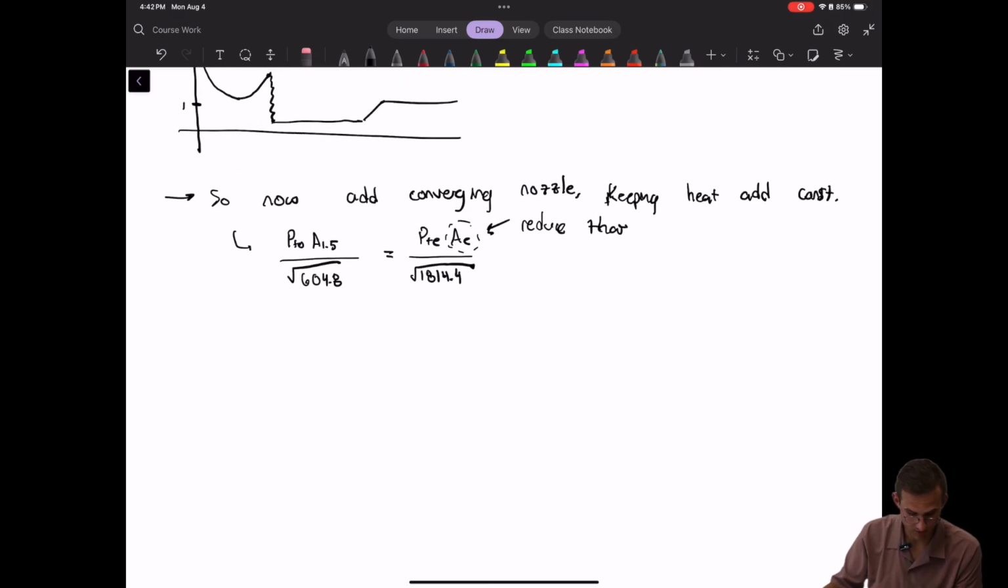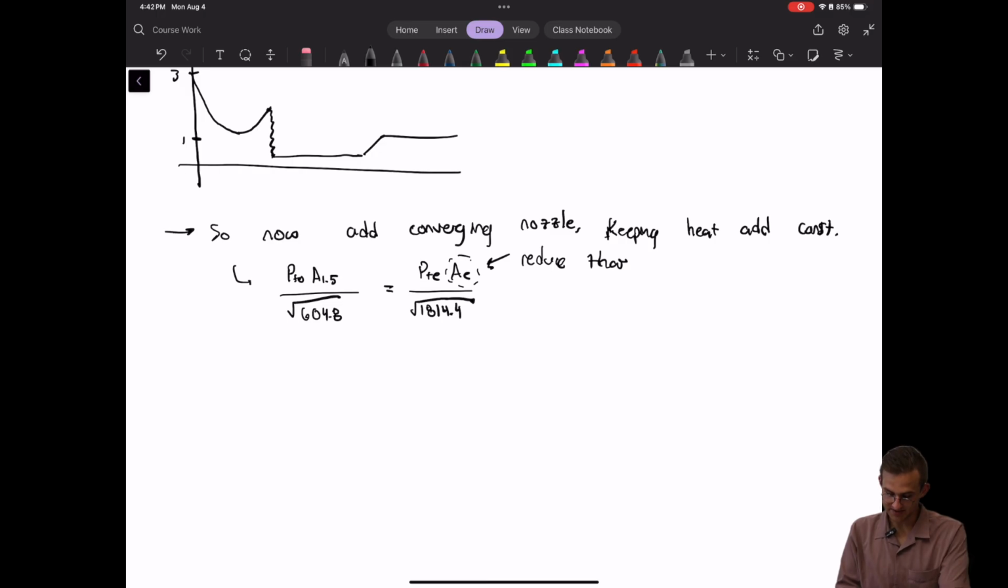In effect, we are decreasing the required stagnation pressure drop. Because AE is getting smaller, that allows PTE, the stagnation pressure downstream of the burner, to be higher. Therefore, the overall drop is lower. Okay, so the PT drop is reduced.